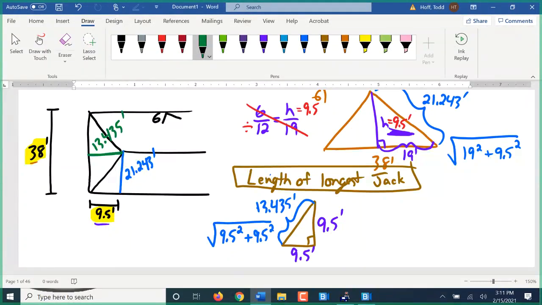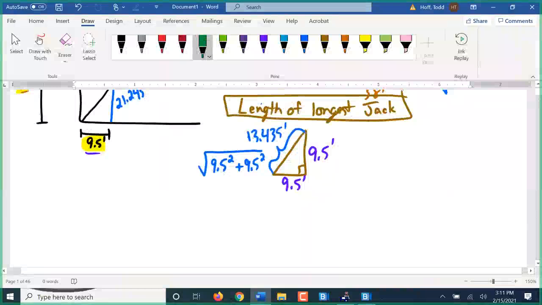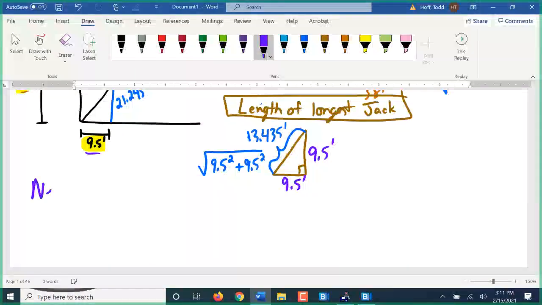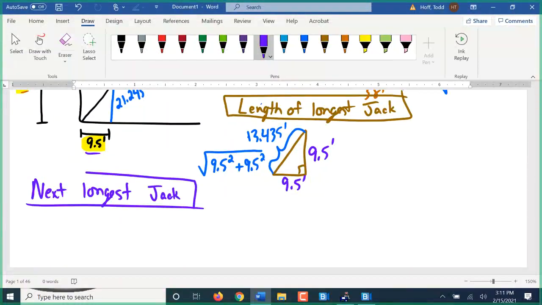Now that we have those, we can find the length of the next longest jack on either side. Again, if the slopes were the same, it would be the same decrease. We wouldn't have to do it twice. But since they're not the same, we have to do both. So the next longest jack. Of course, after the next longest jack, we're going to find the decrease. Now let's start out with the next longest jack on the hip roof side.